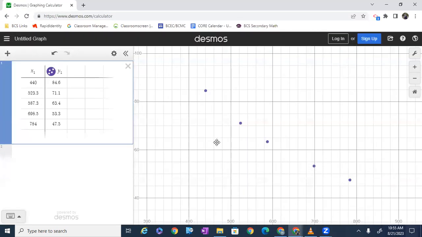Now, if you look at that data, you'll notice that it is not linear. It actually looks like it's making this little curve right here. And it actually is. So that tells us, since it's curving, it is more than likely an inverse variation rather than a direct variation. Remember, a direct variation is linear.